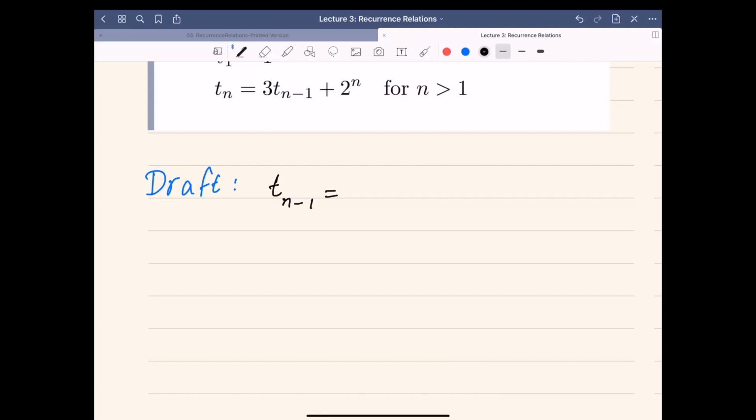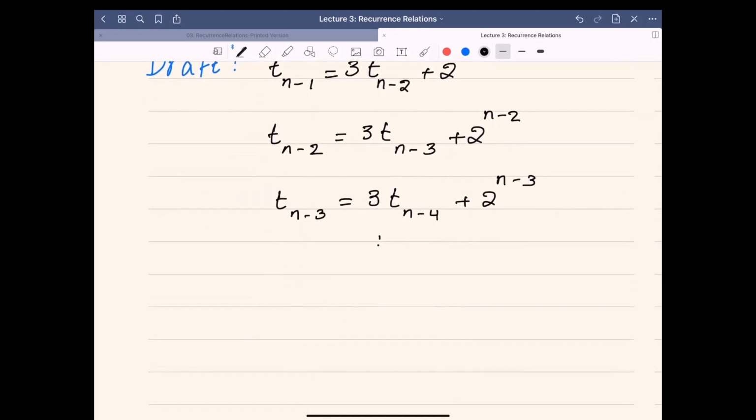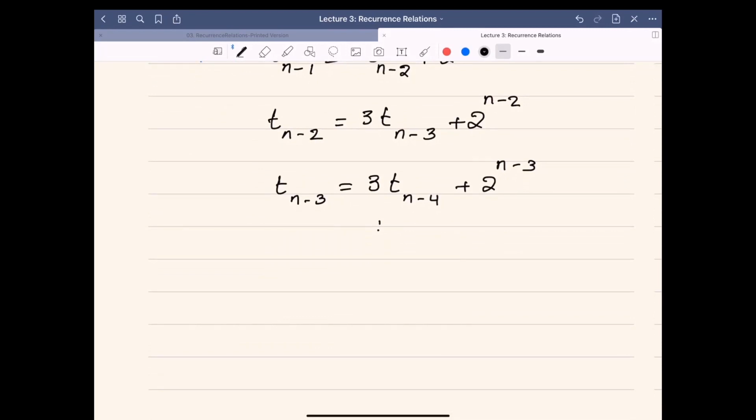So let us find Tn minus 1. It's going to be equal to 3 Tn minus 2 plus 2 to the power n minus 1, which is the same value for the subscript and for the power. Now for Tn minus 2, it's equal to 3 Tn minus 3 plus 2 to the power n minus 2. Now for Tn minus 3, it's equal to 3 Tn minus 4 plus 2 to the power n minus 3. I think 3 terms are enough to find a general formula at step number k.